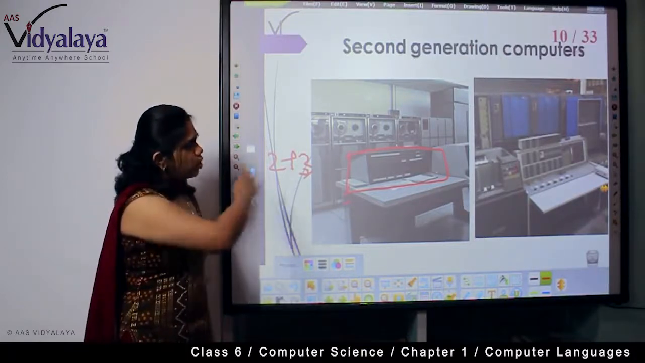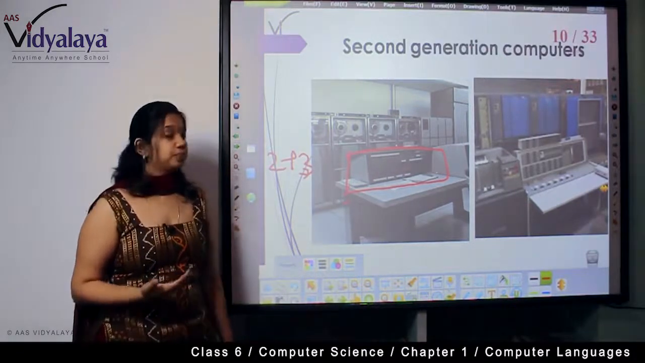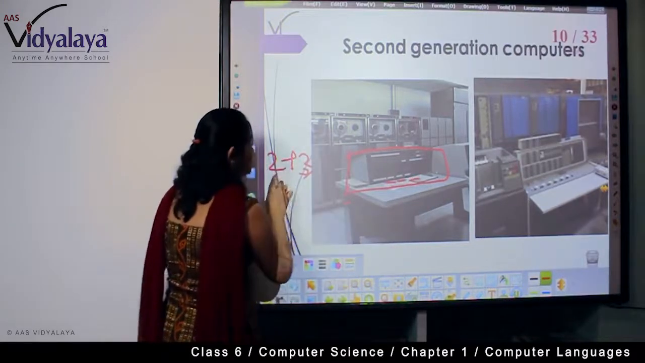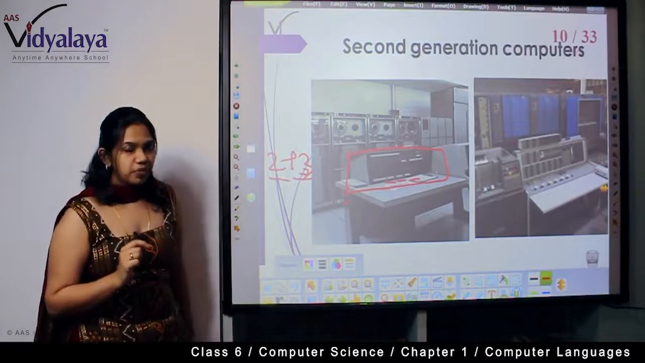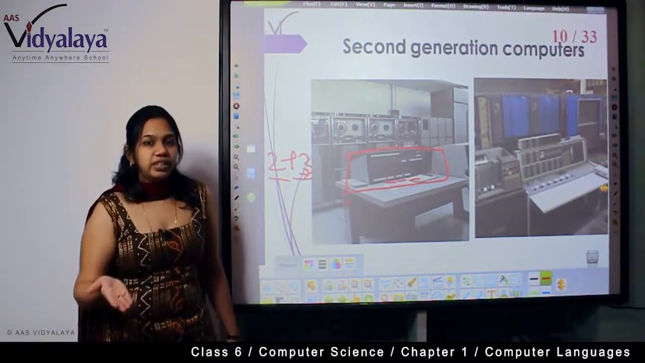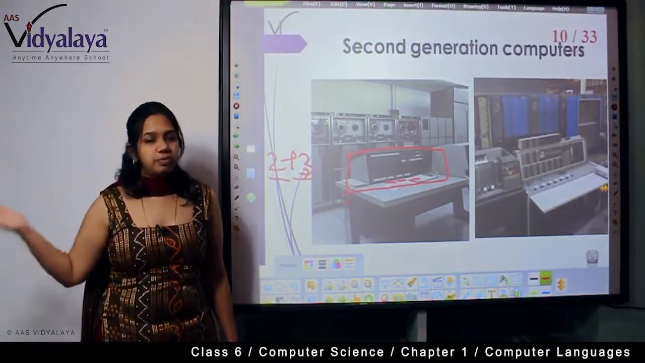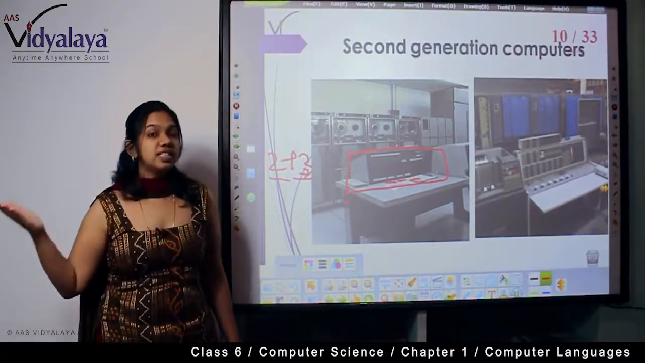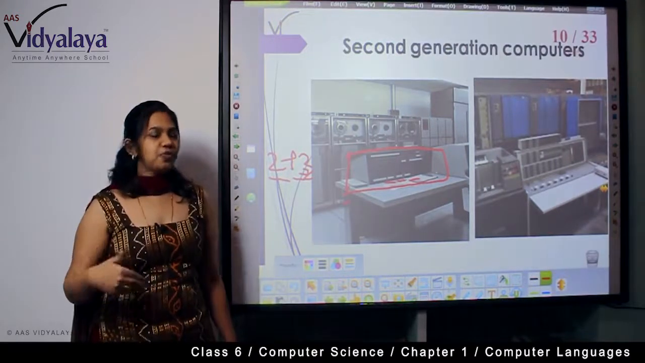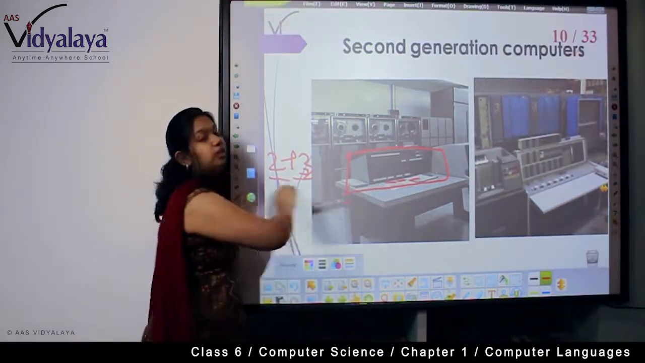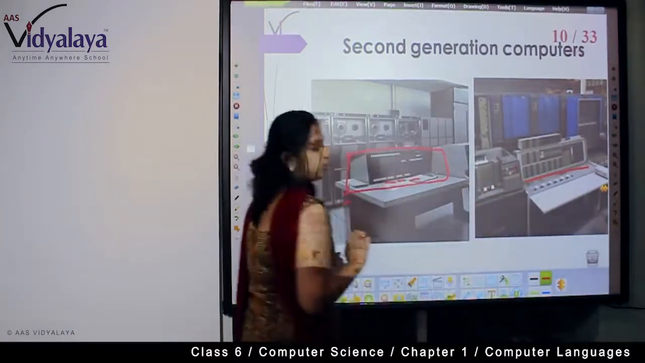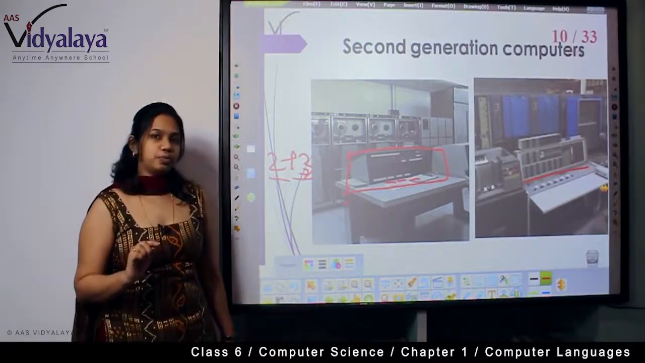So why do you have such a huge computer? Because there are multiple slots. It's not just one problem that you give them. You can give them multiple problems, for example, 2 plus 3 into 5 divided by 2. Like that, you can give an extensive expression to the computer for it to solve. That's the reason you have multiple input slots for the second generation computers.